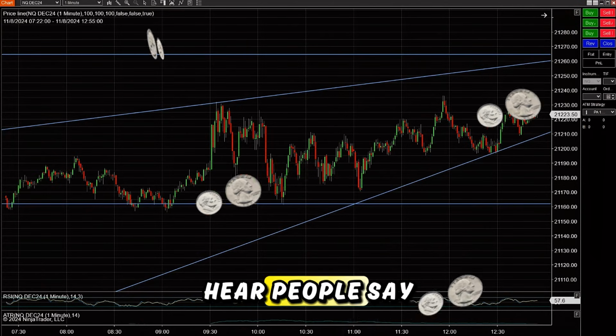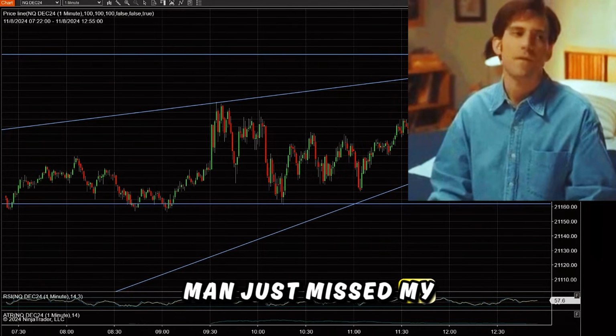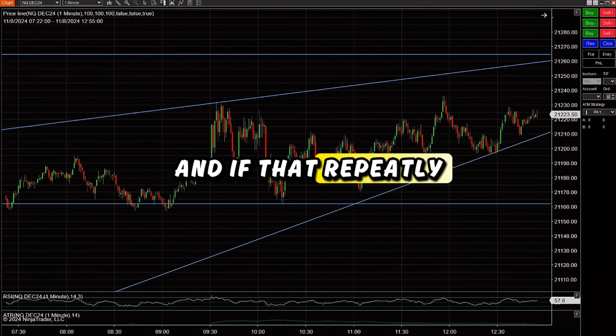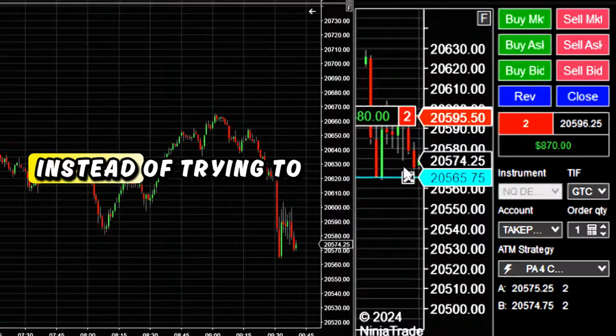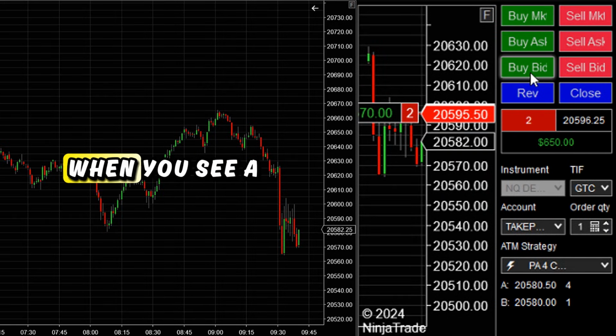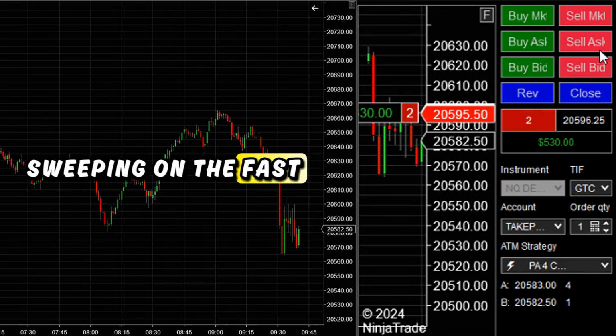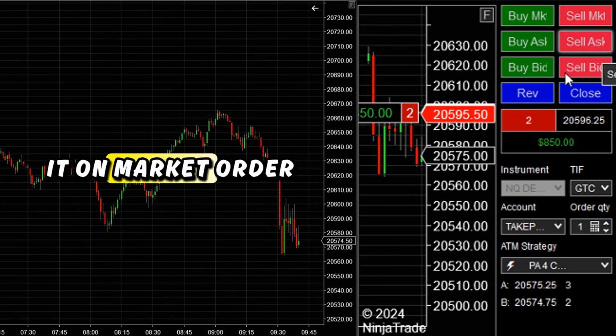Number 2, many people like to nickel and dime on 1 to 2 ticks. And that's why you hear people say, man, just missed my entry by a tick. And if that repeatedly happens to you, it means that you've been too cheap on the entries. Instead of trying to buy on a limit order, when you see it sweeping on a fast candle, you go and hit it on market order.